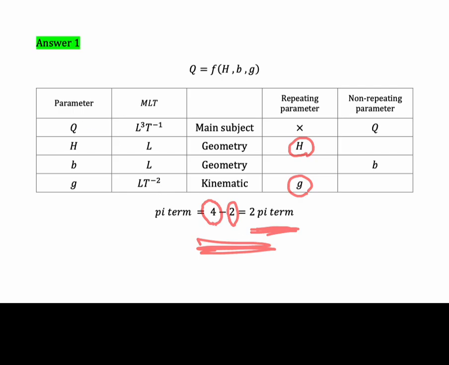And those pi terms are these. We have pi 1 as Q times H to the power of a and G to the power of b, and pi 2 is B times H to the power of a and G to the power of b. So this is the non-repeating parameter and these are the repeating parameters. You could see that the repeating parameters are actually being used again and again.